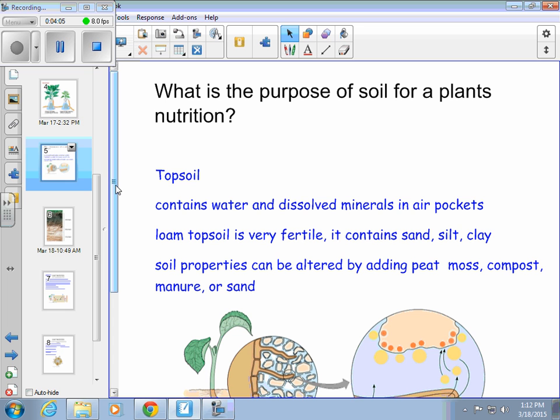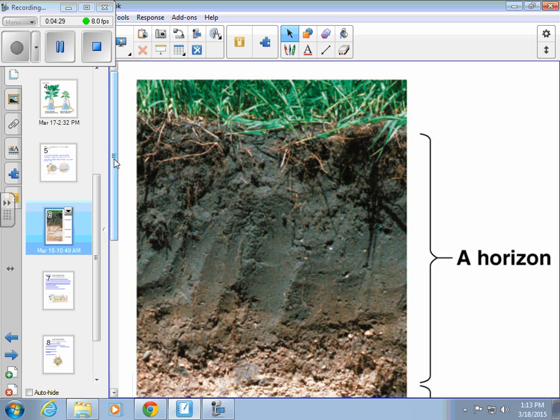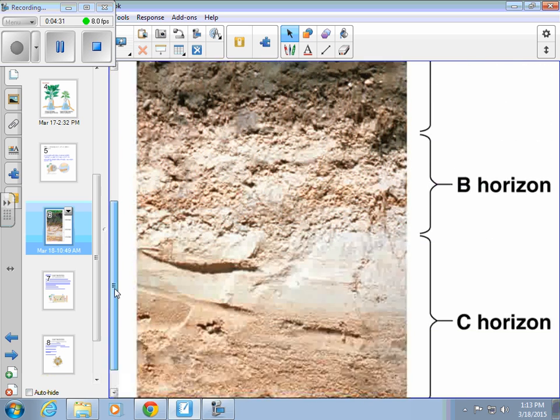The purpose of soil for plants is that this is where the water and dissolved minerals are. They are pooling in the air pockets of the topsoil specifically. I'm going to show you just a picture. I'll come back to this, but here's a picture of the different layers of soil.